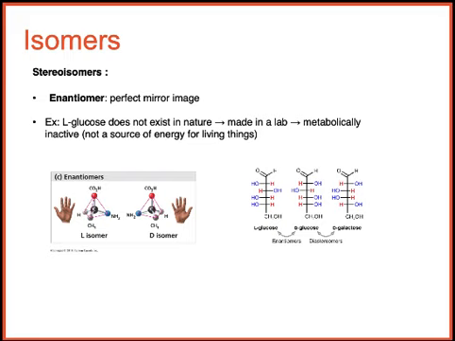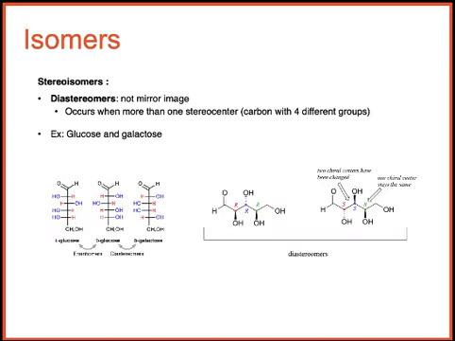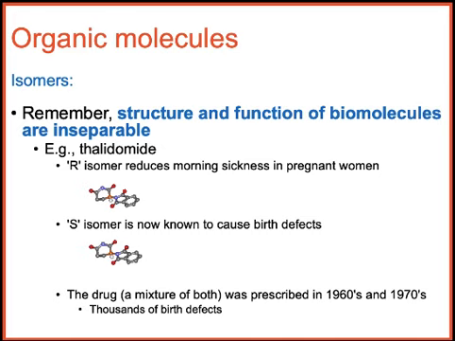All right. We were talking about enantiomers before. So L-glucose versus D-glucose, you just switch around the sides that it's on. This is not so important. It's diastereomers. These are not mirror images. You need to have a stereocenter for that, though. Let's not focus too much on it. But all I would say is to remember that structure and function of biomolecules are inseparable.